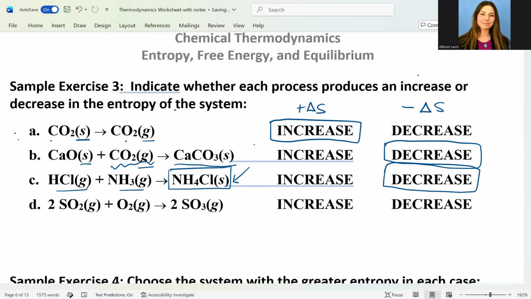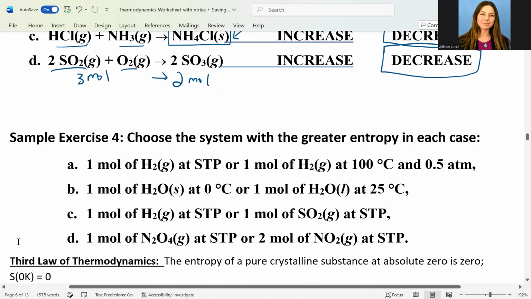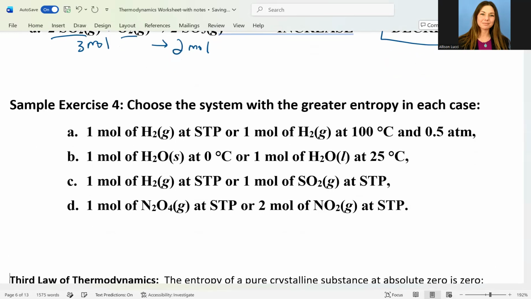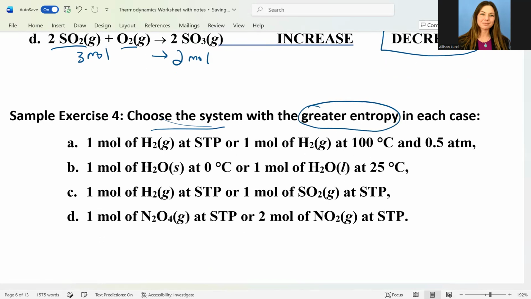All right, our last example for sample exercise 3, part D, we have 2 moles of SO2, 1 mole of O2. So we have 3 moles of gas on this side, and then we go to 2 moles of gas, SO3, on the product side. So once again, our last example here is also a decrease in entropy. So let's look at another way of looking at this, or not really another way, but now we're going to look at more information at one time and see what we can compare. So again, we're going to choose the system with the greater entropy now, in each of these cases.